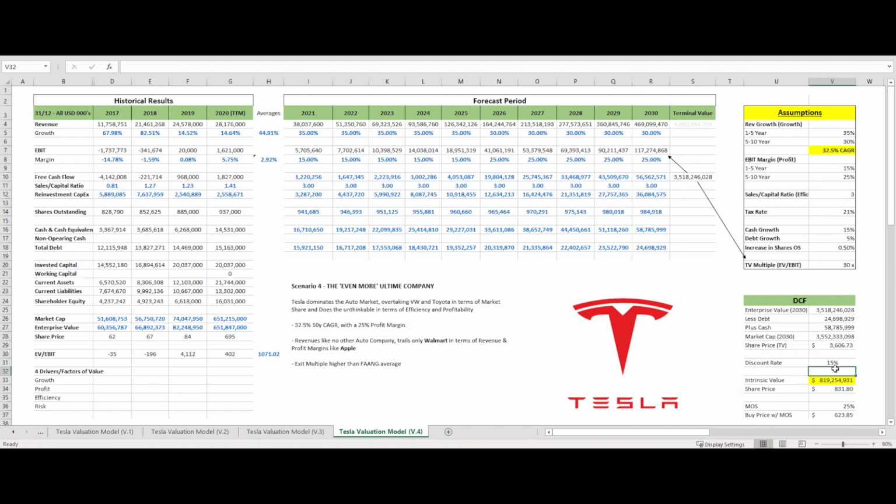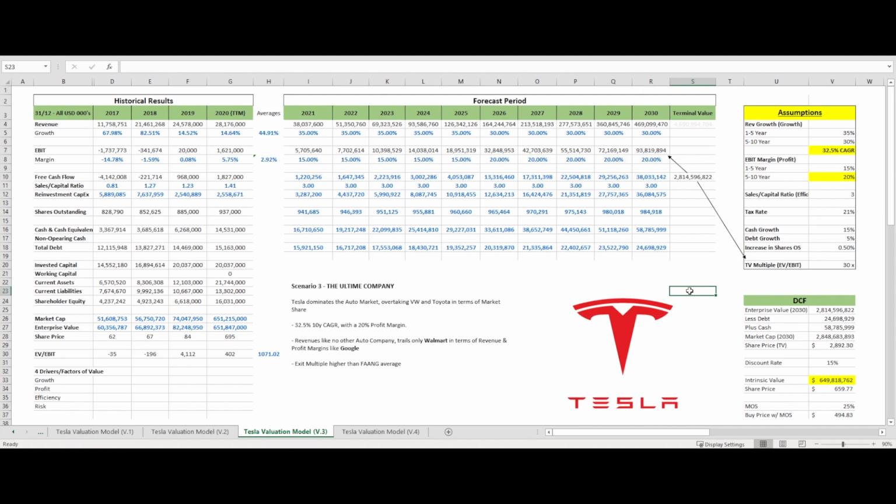I know this is very, very bullish, and I've got to say, in my opinion, this is a really, really unrealistic scenario which won't happen. But I just wanted to demonstrate how hard it is to get the numbers to work here. That gives us an intrinsic value of 819 billion for Tesla today. But they need a market cap of over 3.5 trillion in 2030 for this to make sense.